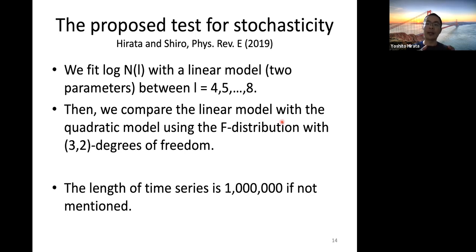Therefore, the underlying null hypothesis is that the number of appearing ordinal patterns increases exponentially. That's the trick that lets us set the stochastic system as the alternative hypothesis. The following are examples. I set the length of the time series to 1 million, if I do not mention it.